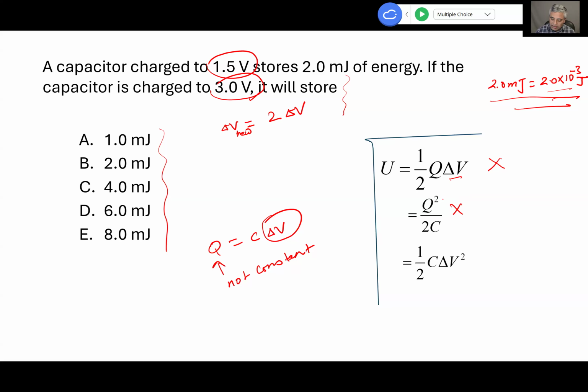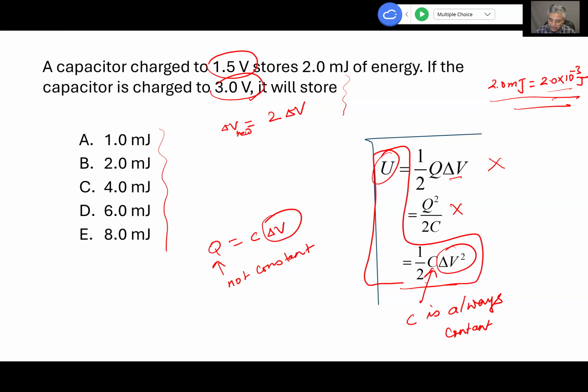Same thing goes with this one, because there is that, and there is not even potential. So we need to use this one. See, the C is always constant. So now it says how the energy changes with the potential. There is nothing else changing when we are changing the potential. So that means this equation is suitable to use in this problem.